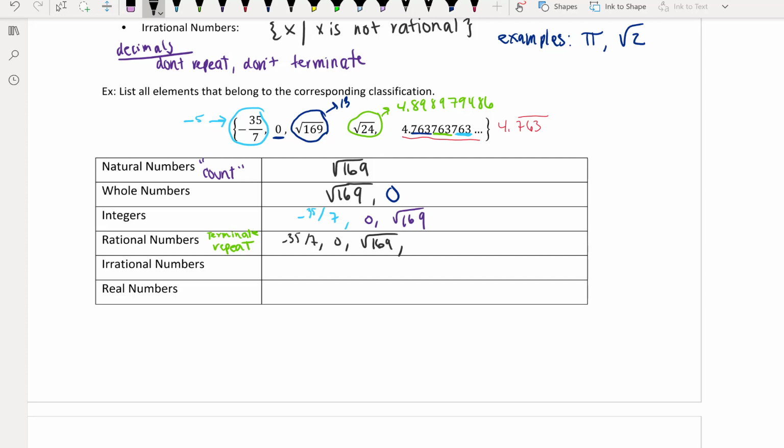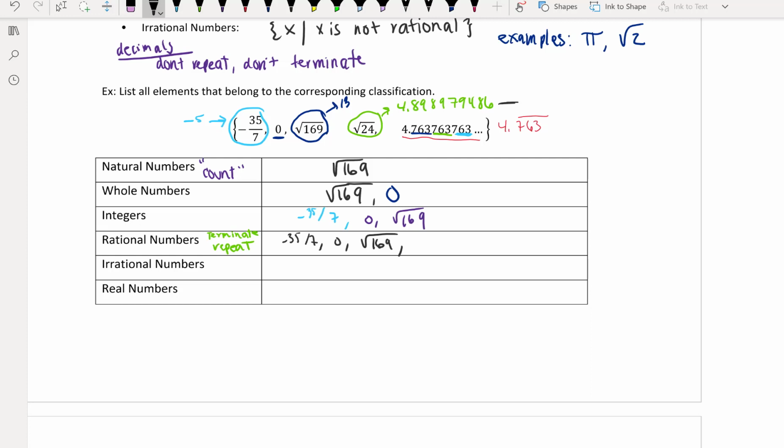Now the square root of 24, let's look at that. It's 4.8989799486. So none of those is a repeating pattern. Like, I cannot guess what the next decimal is going to be after the 6. Okay? So that is actually going to be an irrational number. There's no reason or rhyme to it, so I can't write it down.